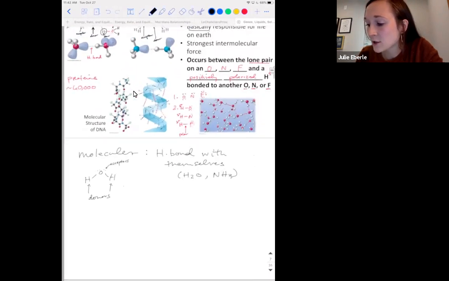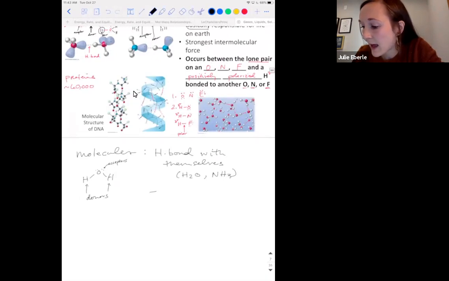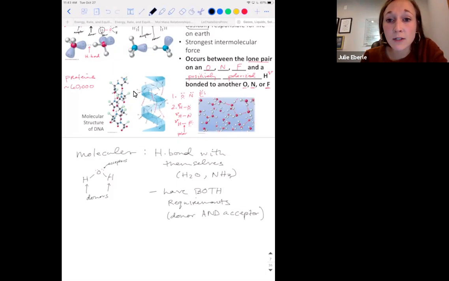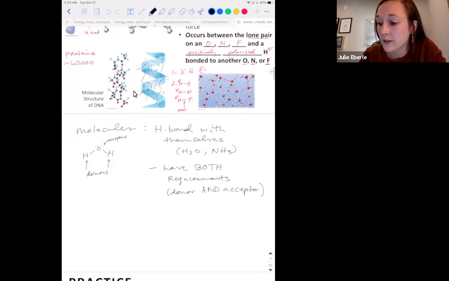So molecules that can hydrogen bond with themselves have both requirements. They have a donor and acceptor in their molecule. But some molecules can still hydrogen bond, they just can't hydrogen bond with themselves. Some molecules only have one or the other. Maybe they have an acceptor, but they don't have a donor. Maybe they have a donor, but they don't have an acceptor. So let's think of examples of that.